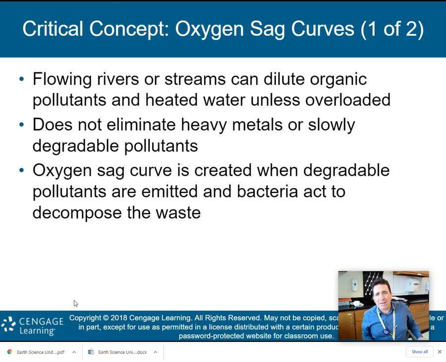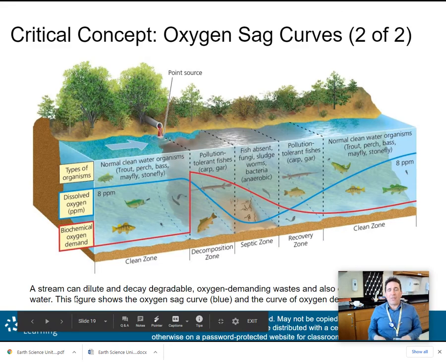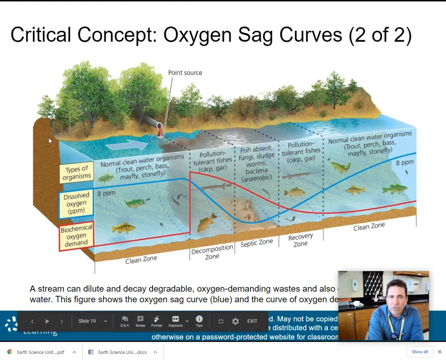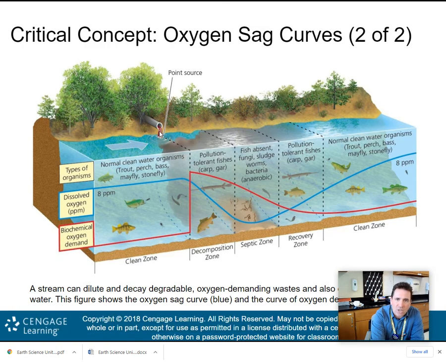Rivers, though, do not eliminate heavy metals or slowly degradable pollutants, okay? So that's not going to be able to be cleaned up by the river itself. And an oxygen sag curve is created when degradable pollutants are emitted and bacteria act to decompose the waste. So let's take a look at this. This is going to be an important graph for you to understand. All right, what we're looking at here is basically a flowing river. All right, you'll notice the blue arrow here. So here's a point source of some type of pollution coming into the water.